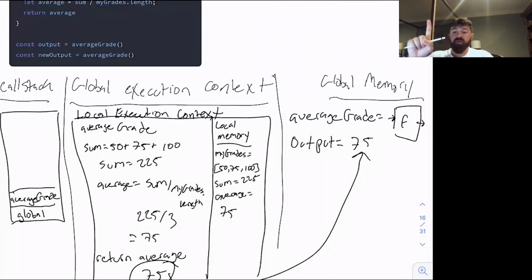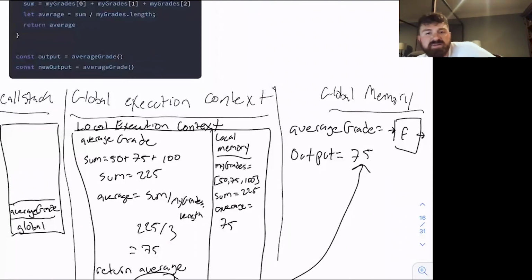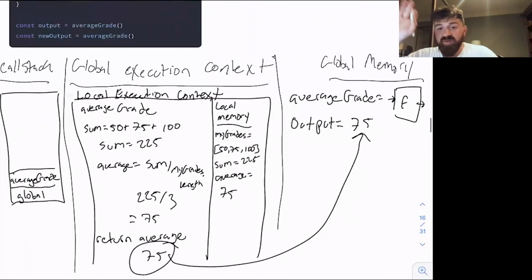Okay, but we're not done, people, because here's what happens. We have now finished this block of code, right? We finished average grades. We saw this return keyword, and the return keyword says, hey, I'm done with this execution context. I'm out. I'm done with it. So this is also what happens next. When we get to the bottom of that block of code, when we hit that return keyword and we're telling JavaScript, hey, we're done with this execution context, in that moment, a couple things happen.